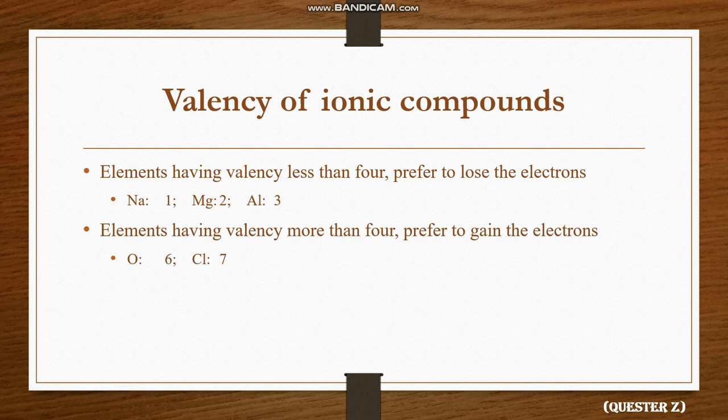Valency of ionic compounds. Elements having valency less than 4 prefer to lose electrons. So elements having valency less than 4 can lose electrons, and elements having valency more than 4 can gain electrons. In the case of sodium, which has valency 1, being less than 4, it can easily lose an electron. Elements having valency more than 4, like oxygen, which has 6, can gain electrons.